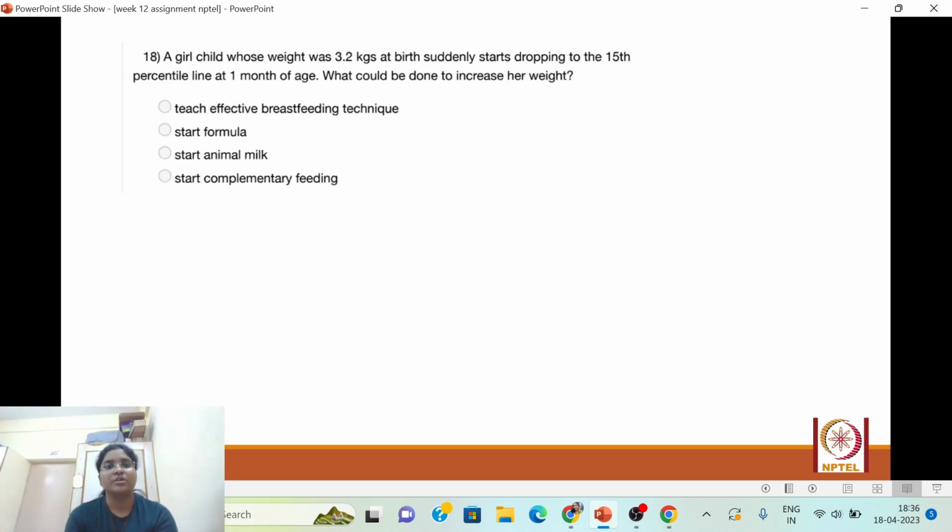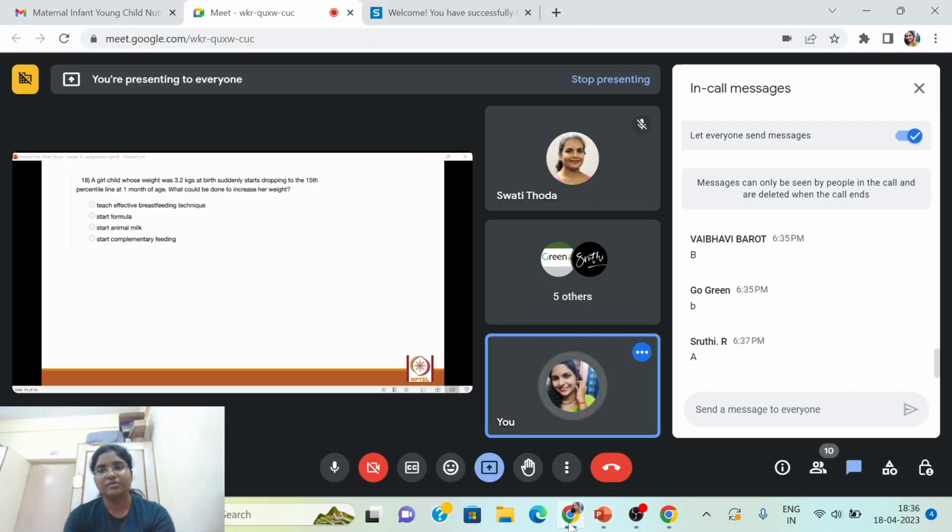Okay, moving on to the 18th question. A girl child whose weight was 3.2 kgs at birth suddenly starts dropping to the 15th percentile line at 1 month of age. What could be done to increase her weight? Teach effective breastfeeding technique, start formula, start animal milk, start complementary feeding. Read the question carefully and then answer.